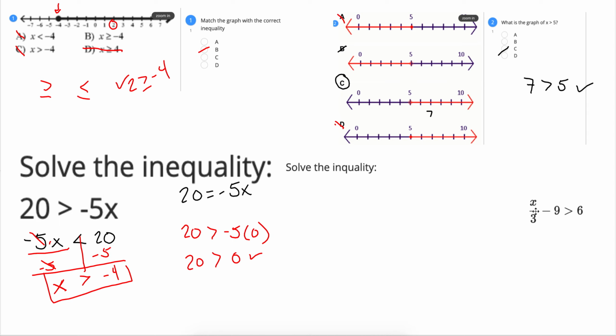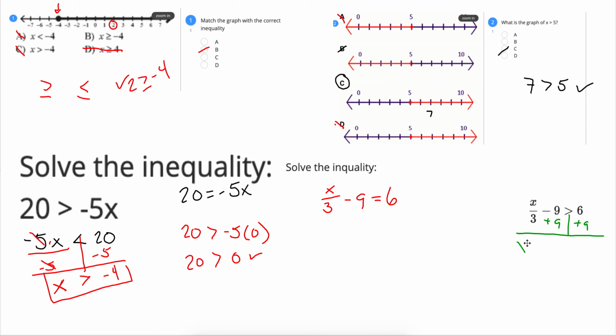We're going to solve this inequality here. Again, it's the same as if I had x over 3 minus 9 equals 6. I would do the exact same thing, but we're going to do it with an inequality instead. Okay. First thing you need to do, let's get rid of this -9. -9 opposite is +9.